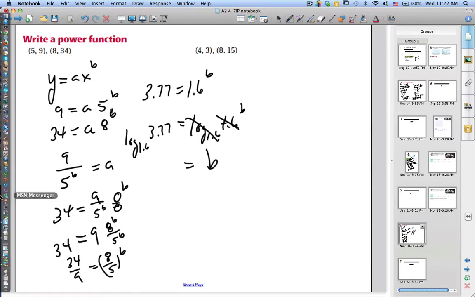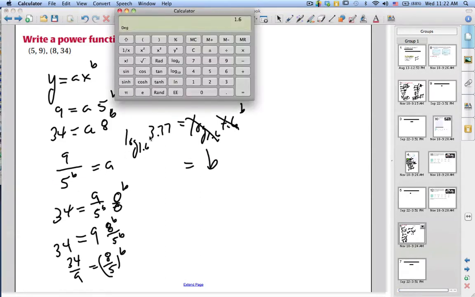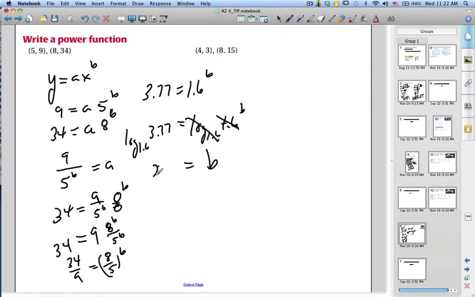So if I use the change of base formula, then I will take the log of 3.77 divided by the log of 1.6, and I get 2.82. So b is going to be equal to 2.82.